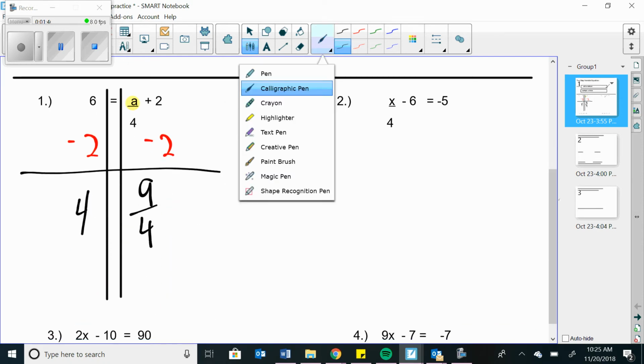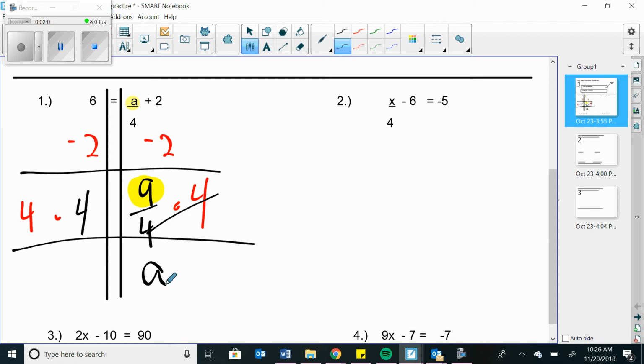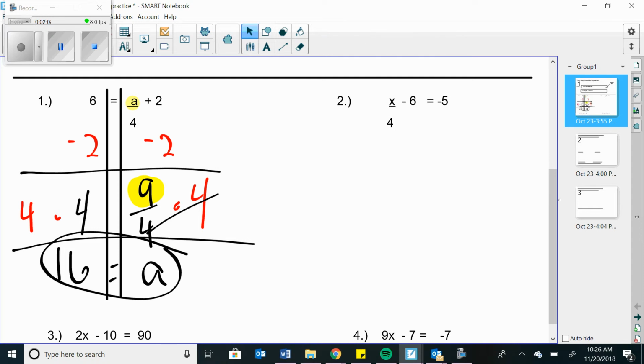Well, we still have the letter A, and it's being divided by 4, so we have to times 4, like we learned last week and the week before. Now that cancels that out, and I have A. 4 times 4 is 16. So that part is done.